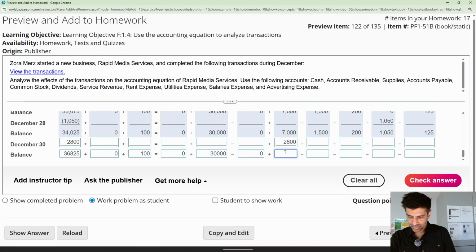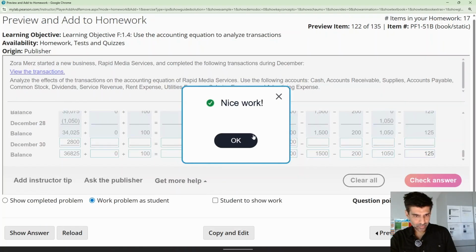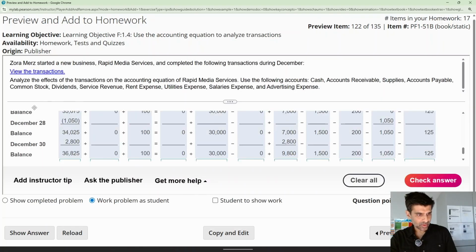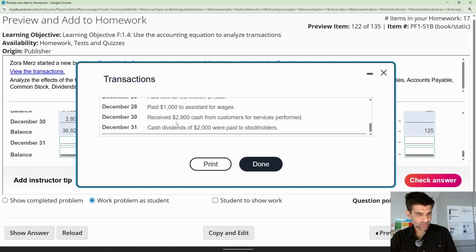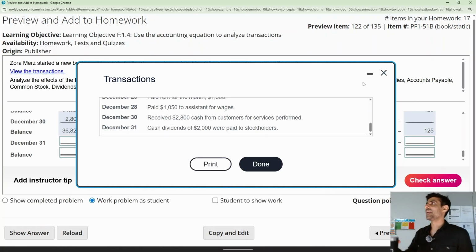And this is 9,800. And then last one, cash dividend of 2,000 were paid to stockholders. Okay, so our dividend amount is going to go up 2,000 because we now have a dividend that we paid. What is the other account? It's the first word on here. What do we pay? Cash.